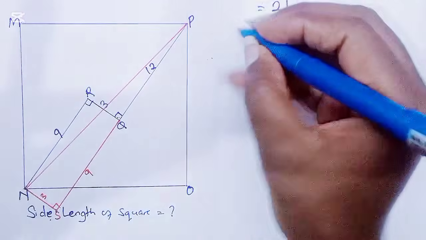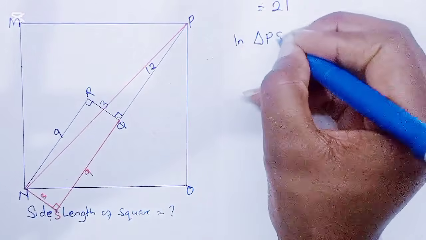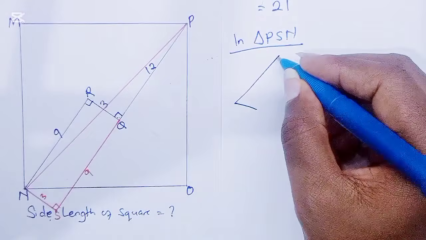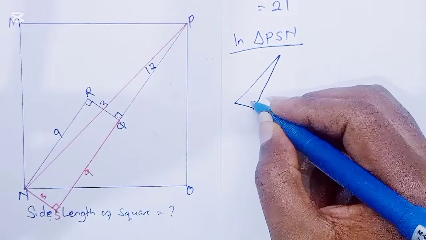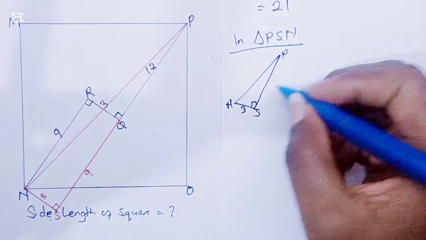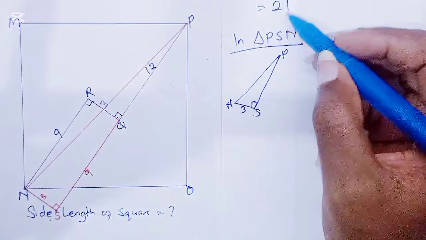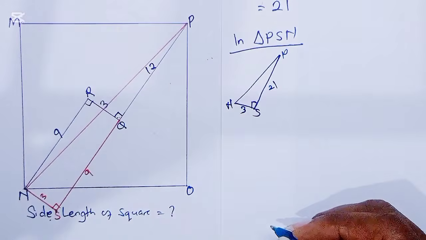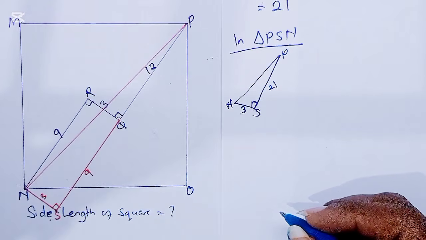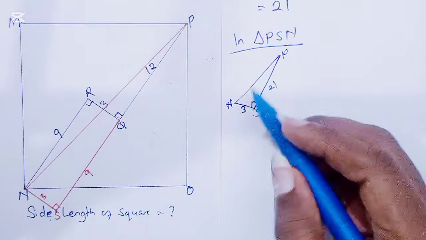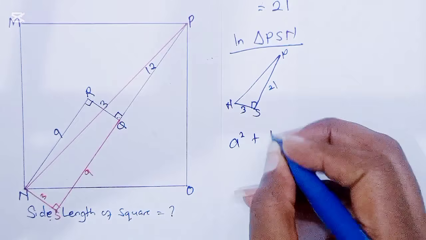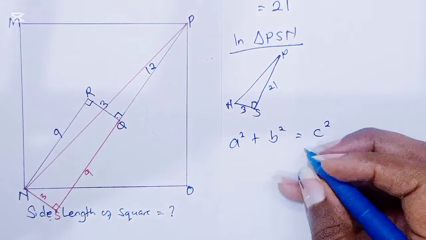Now focusing on the triangle PSN, this one here. This is 90 degrees. This is 3. And we found that PS is 21. So this is 21. Since it's a right triangle, we can use the Pythagorean theorem to find the missing length NP. So A squared plus B squared is equal to C squared.